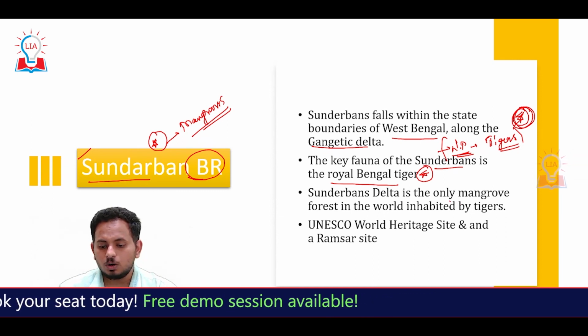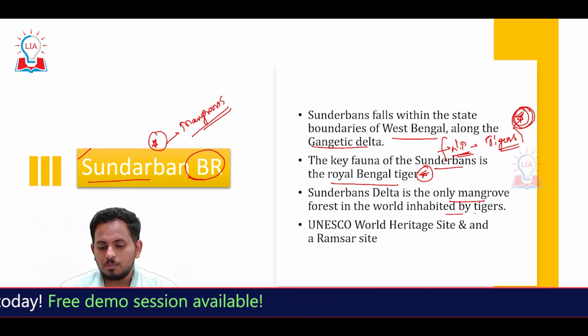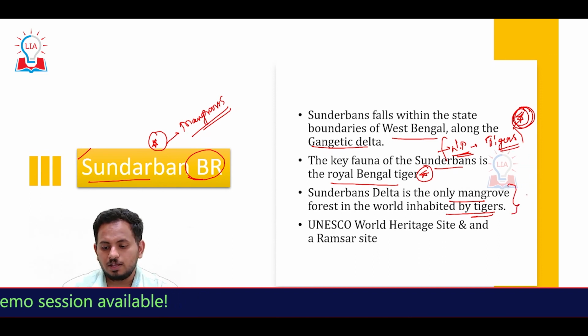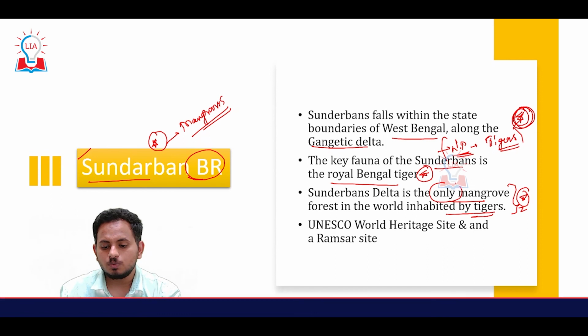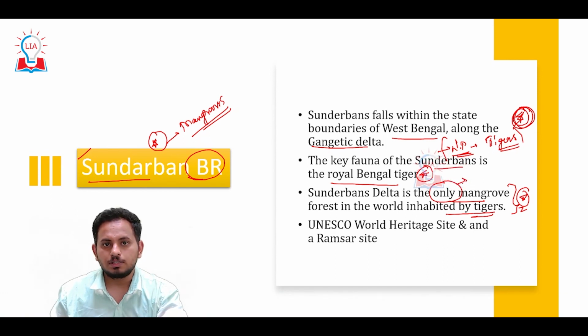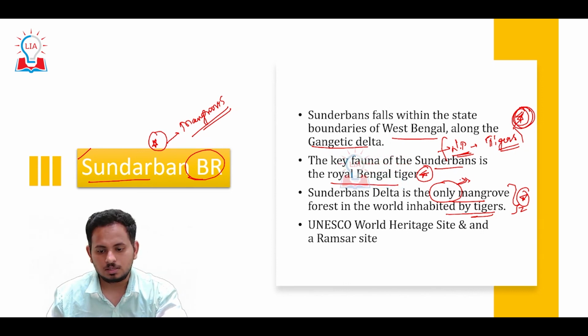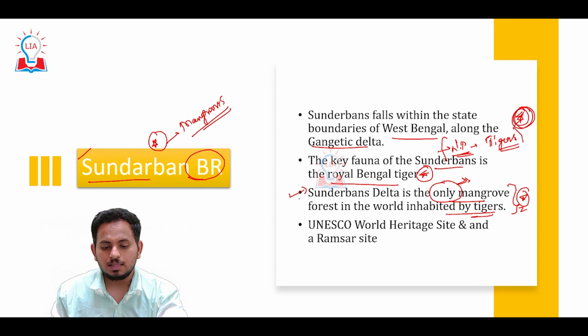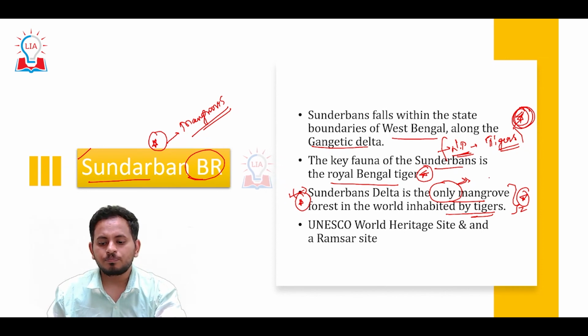Sundarban Delta is the only mangrove forest in the world inhabited by tigers. This is very important. Whenever you see the word 'only' in a UPSC question, you will think this is an extreme statement and have the tendency to eliminate it. But if you follow such a strategy for this particular statement, then you might go wrong. Remember this is an exception. It is the only mangrove forest in the world where tigers inhabit.